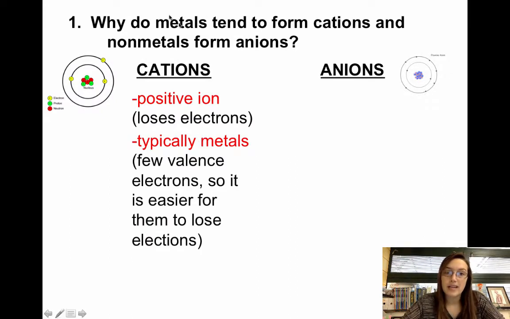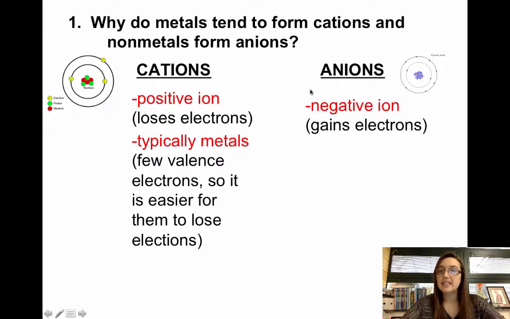Typically, our metals are cations because they have few valence electrons, usually 1, 2, or 3 valence electrons. And remember, you're looking at if it's closer to 0 or 8. And so since metals are typically closer to 0, they will lose electrons in order to become stable. And so our metals form cations, which means our metal ions will be positive.